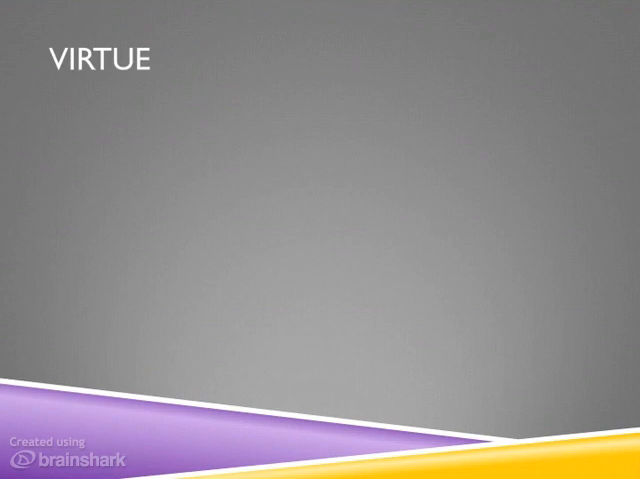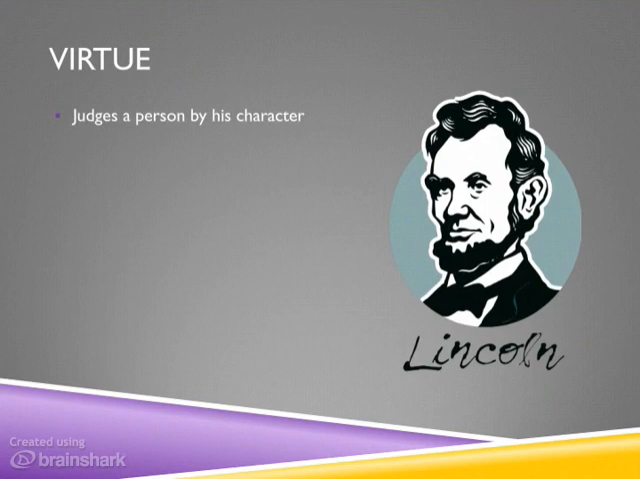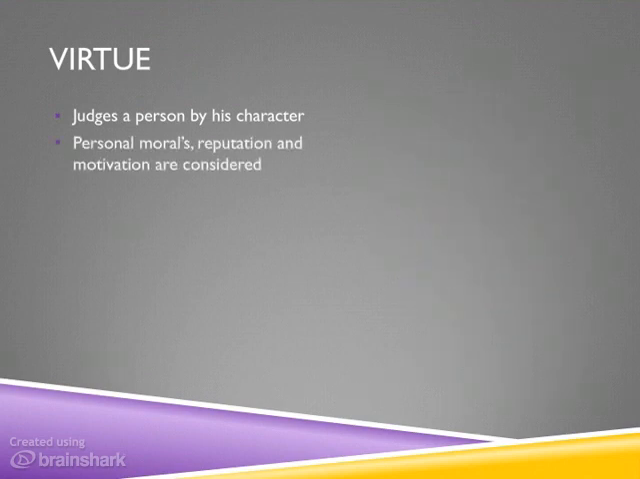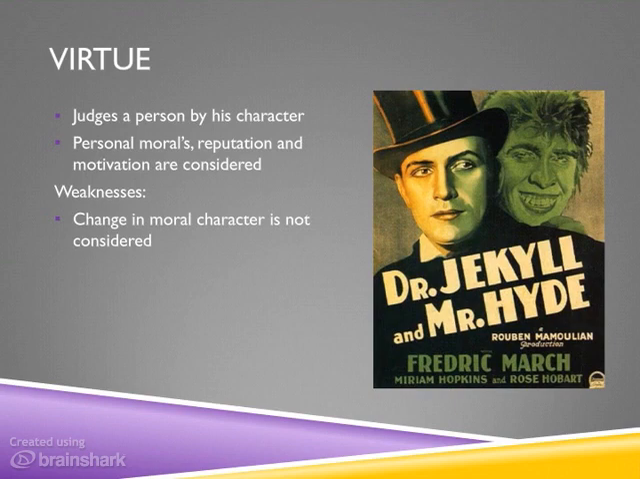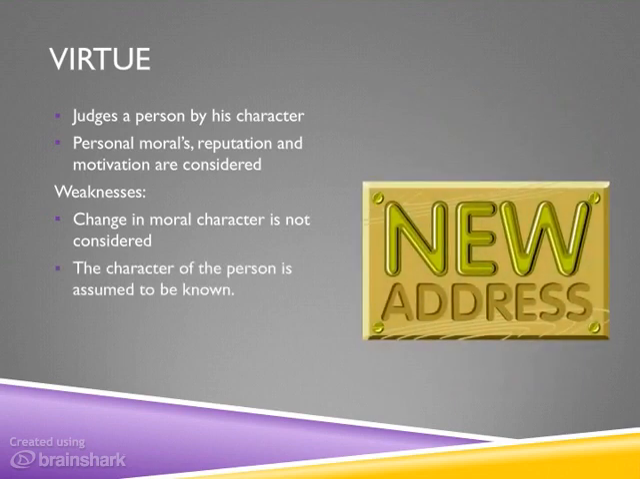The virtue ethic theory is based on a person being judged by his character. A person's morals and reputation are considered when unusual behavior occurs. A person who does not meet an important deadline will be given some flexibility if they normally meet deadlines. However, someone who is consistently late will not be given flexibility. A drawback to this theory is that changes in moral character are not considered. Another is that it assumes the person is known well enough to have developed a reputation upon which they can be evaluated.